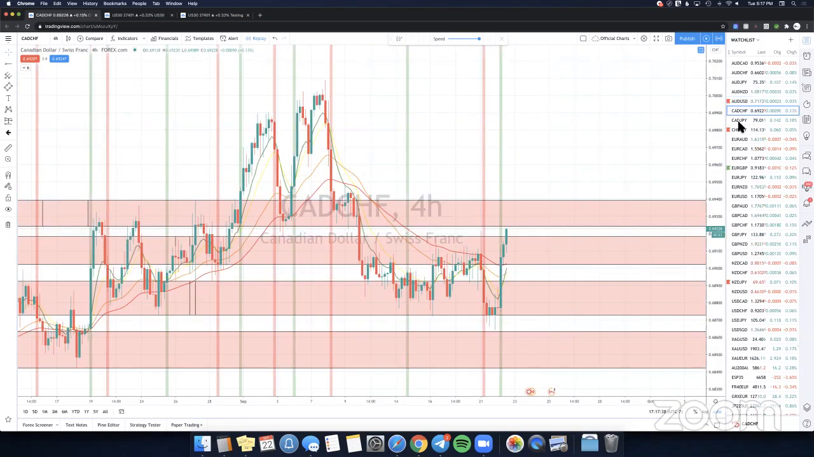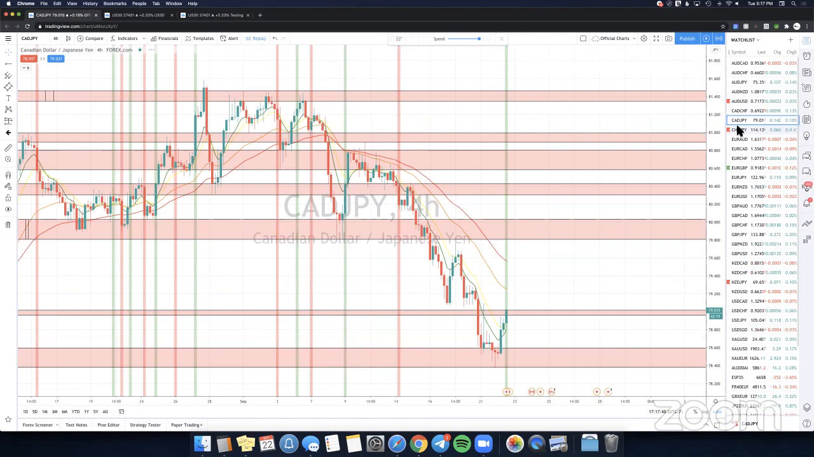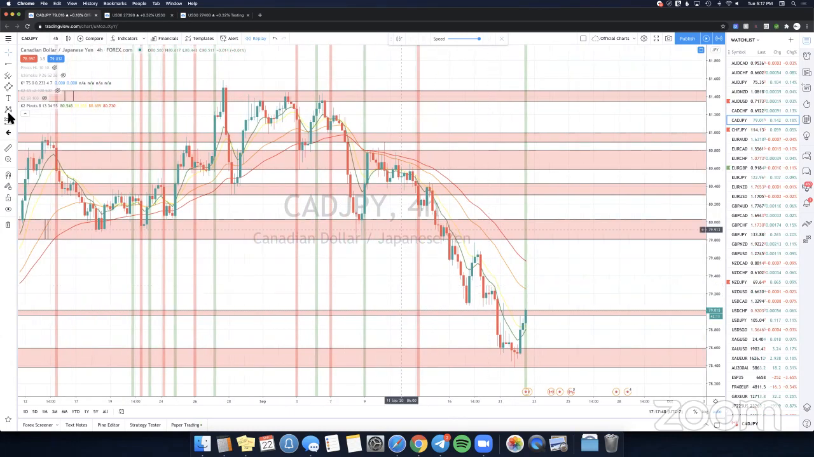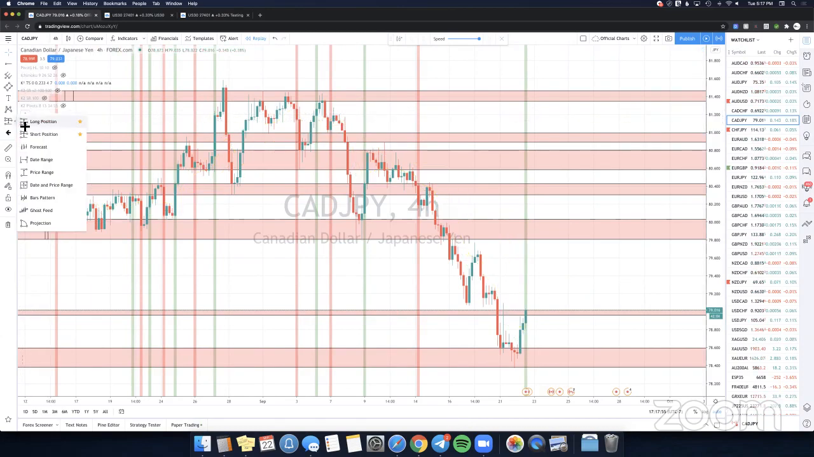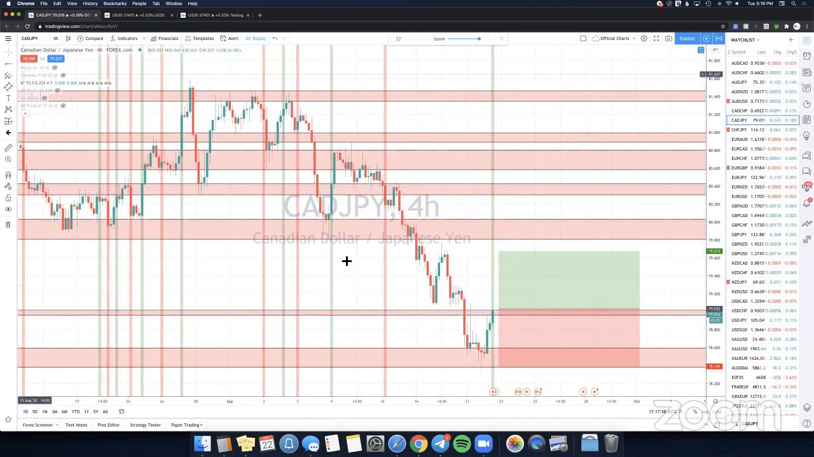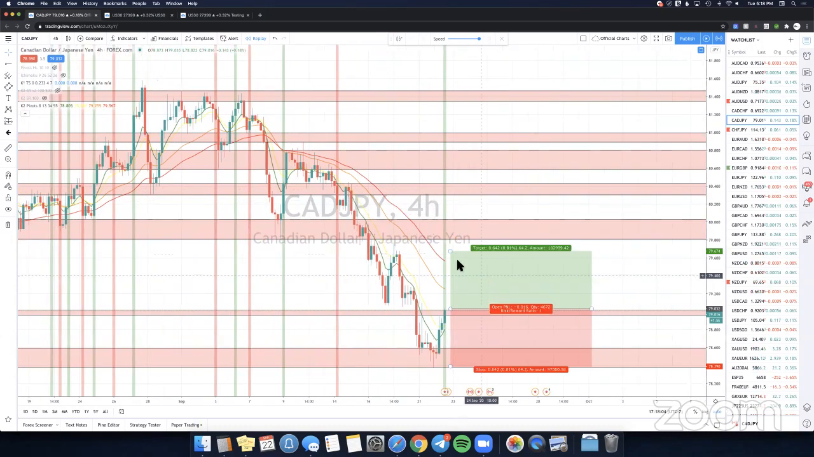CAD CHF is shooting up pretty heavy. CAD JPY. So this could technically qualify as a buy entry if we were to use the zone strategy, and then pretty much just write it up. However, the trend is trending down so heavy that I wouldn't want to go against it.